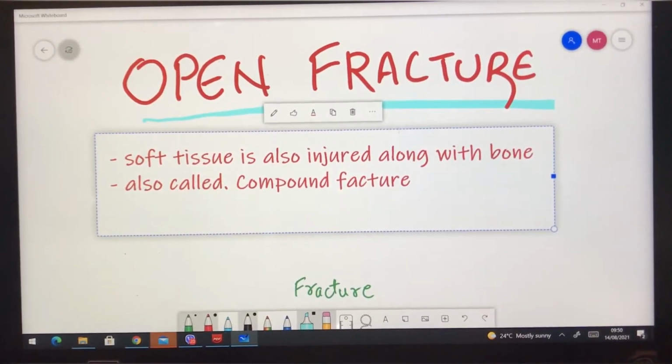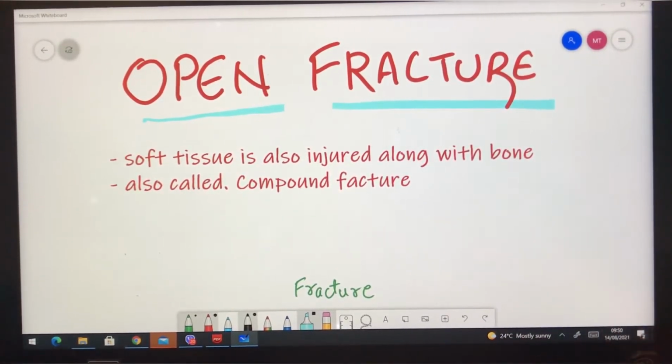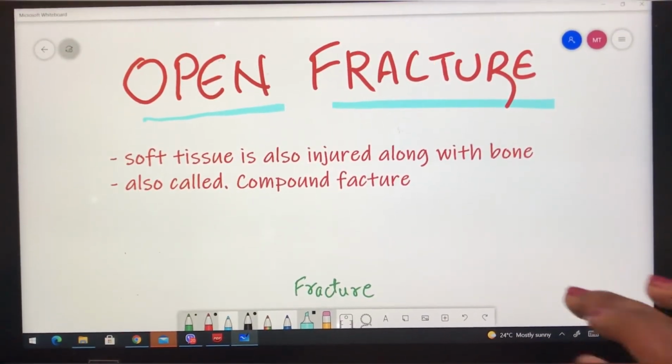So here the bone is communicating with the outside environment. Therefore there is an increased risk, or increased chance, of bacterial introduction. So that's why this is the major complication of open fracture. The major complication is infection, the introduction of bacterial infection.